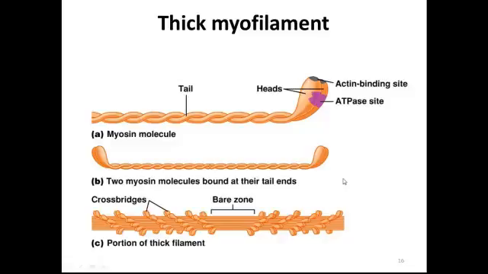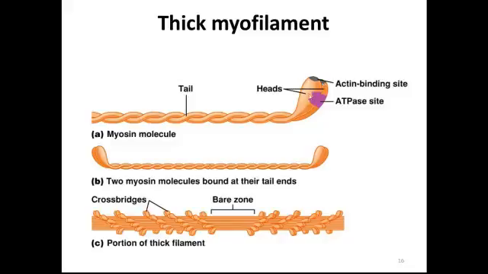This slide shows the structure of thick myofilament, that is the collection of the myosin molecules. On the top we see that there is a long tail with a helix structure, and then on the right side you have two heads. On top there are the two actin binding sites. So these two sites bind with the myosin binding site on the actin.